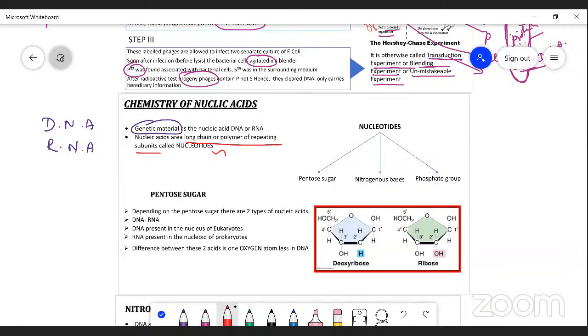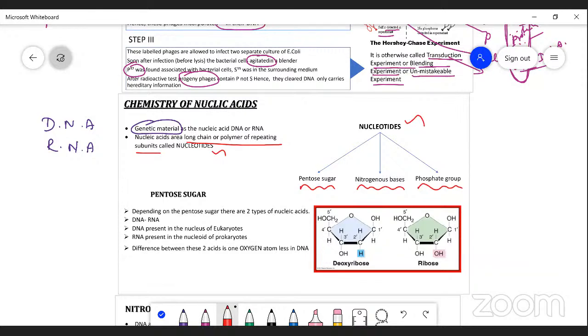Okay. So what are the parts present in the nucleotides? One is the pentose sugar, second one is the nitrogenous bases, and third one is the phosphate group. So these three components are present in the nucleotides.